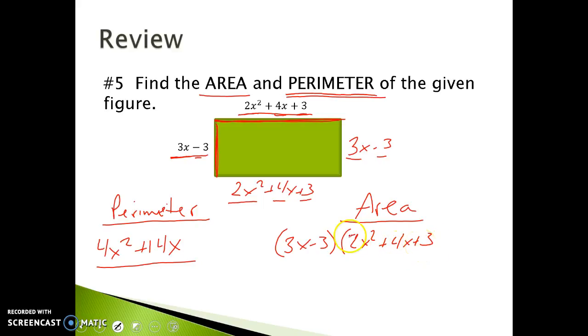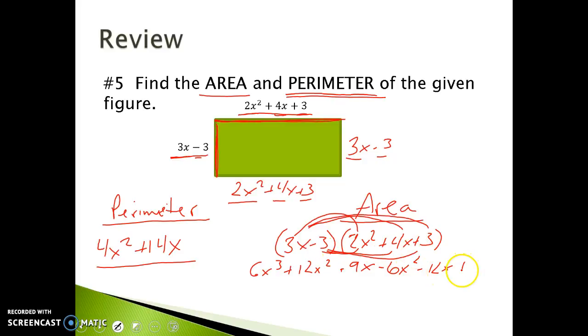Now because I'm multiplying, I'm going to take 3x times 2x squared. That's 6x to the third. 3x times 4x is 12x squared. 3x times 3 is 9x. Then I'm going to multiply the negative 3 times the 2x squared, which is negative 6x squared. Negative 3 times 4x is negative 12x. And negative 3 times positive 3 is negative 9.